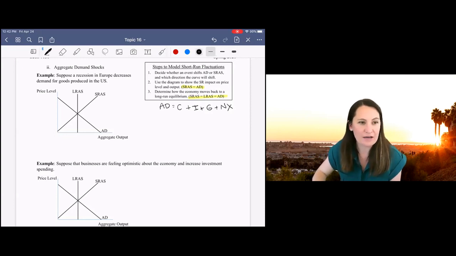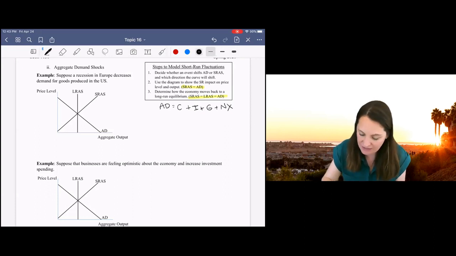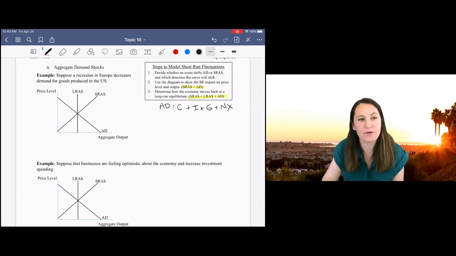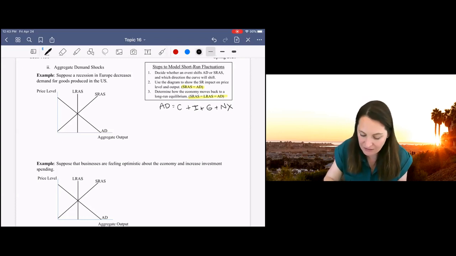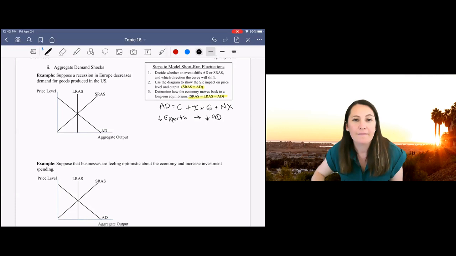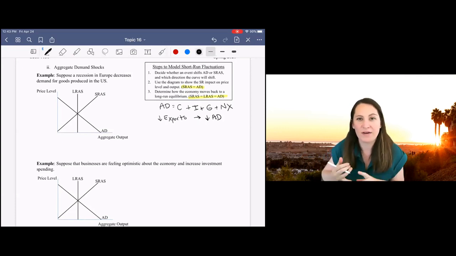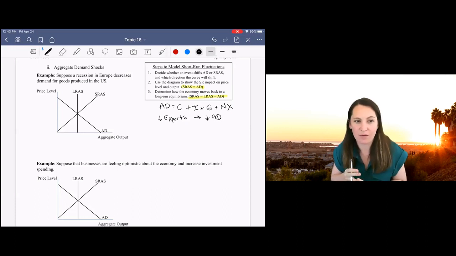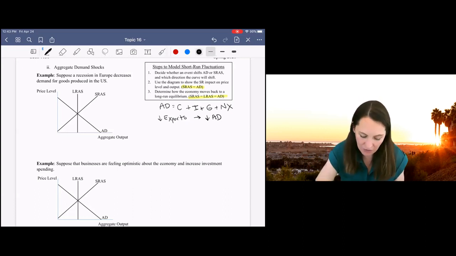So what's happening here is that since Europe is in recession, there's a decrease in demand for goods produced in the US, which will lead to a decrease in exports, meaning a decrease in aggregate demand. So we figured out the first step here. We figured out which line has shifted and which direction it moves. So let's go ahead and draw that on the graph.